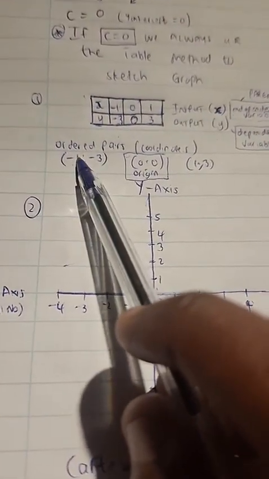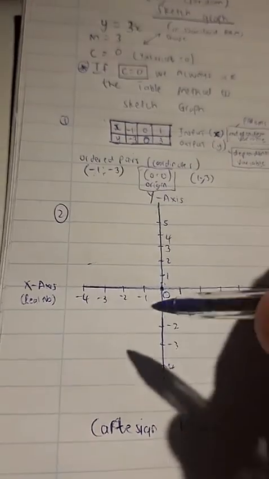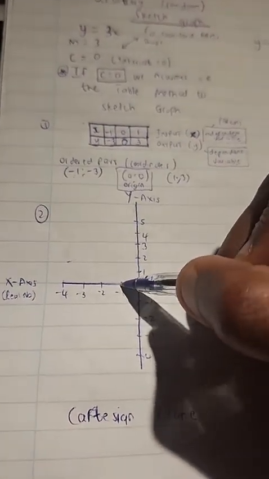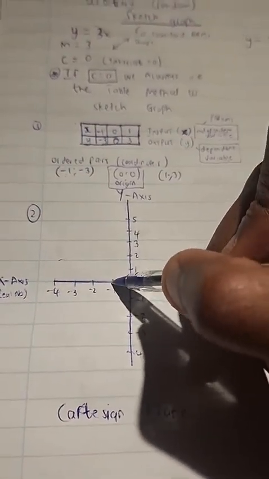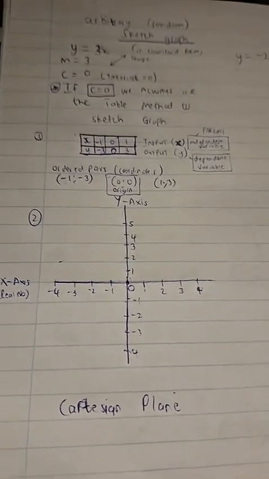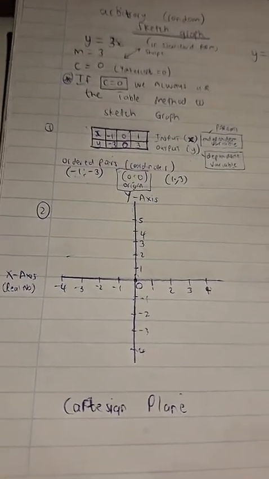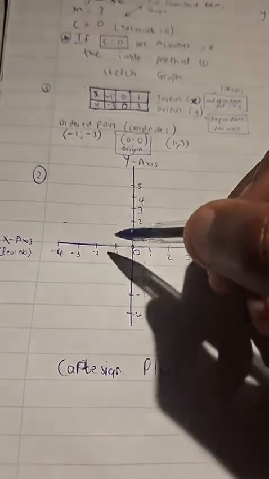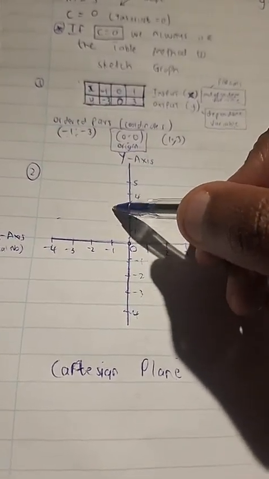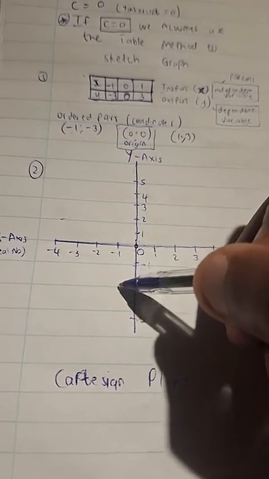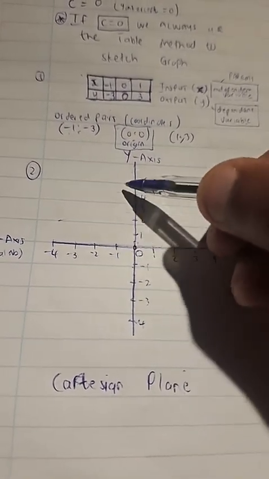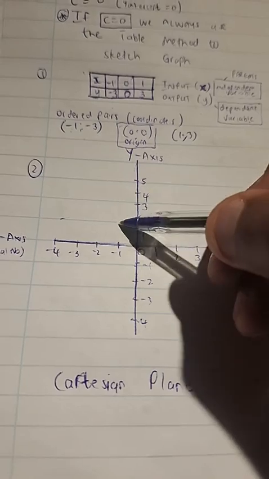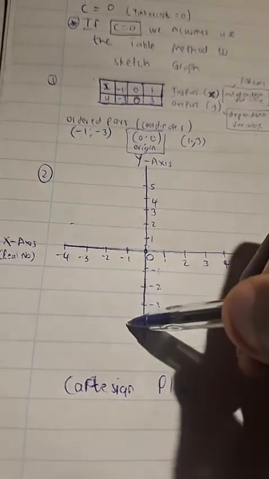Where is x is equal to -1? Guys, I need you to understand that x is equal to -1 is here. I also need you to know that when I say x is equal to -1, I'm talking about a vertical line that cuts through. That's a vertical. Because everywhere on this vertical line, x is equal to -1.